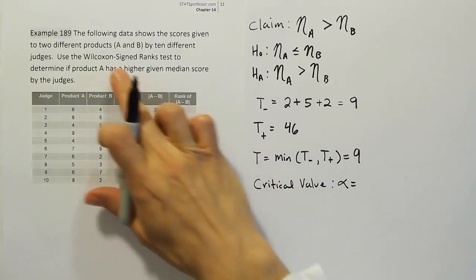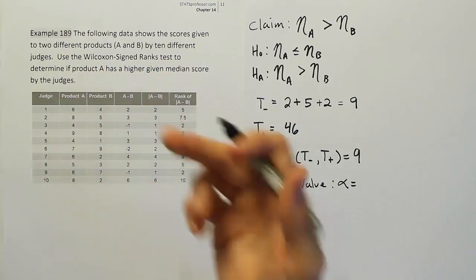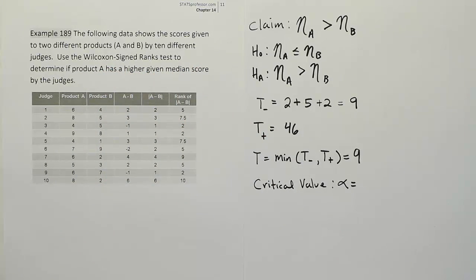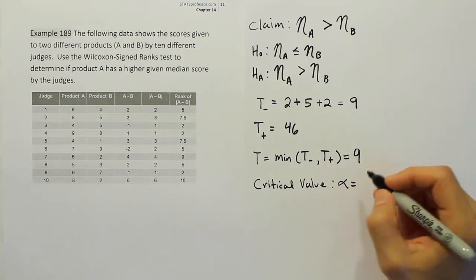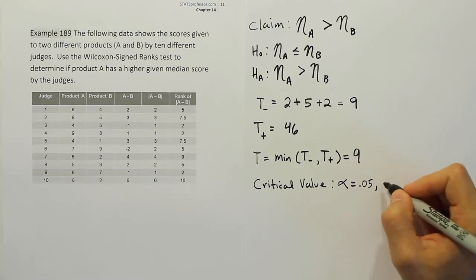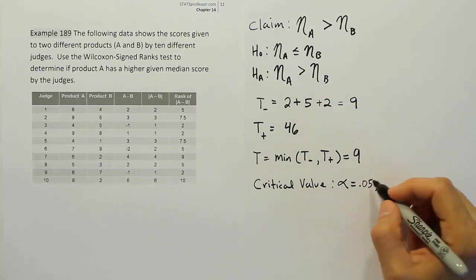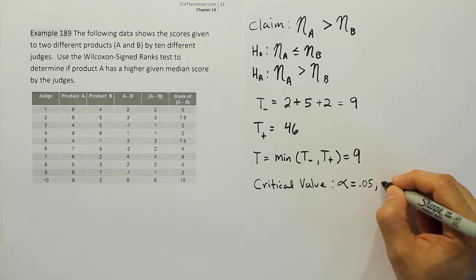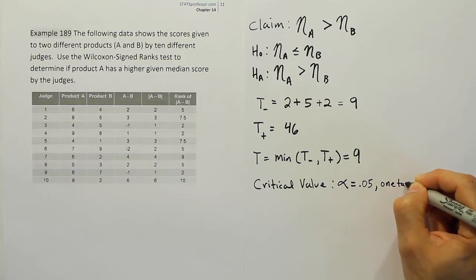It just says use the Wilcoxon sign rank test to determine if the product for product A has a higher given median score. So I'm just going to go ahead and assume that it's 0.05 because it's not given as anything else. Then from there, I want to come up with the idea of whether it's two-tailed or one-tail, right? So I look at HA and I see that it's a right-tailed test, or in other words, one tail. So I'm just going to write one tail here.